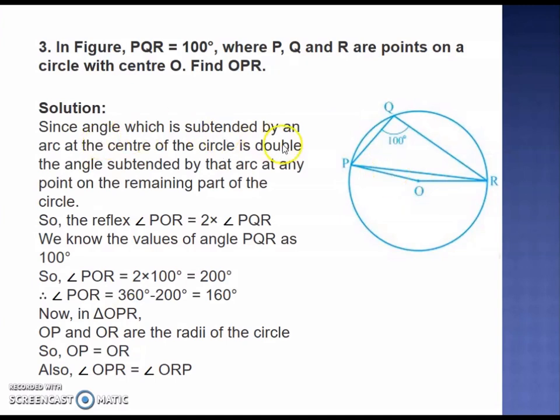So since the angle which is subtended by an arc at the center is double of the angle subtended by any other point, therefore we can say that this reflex angle POR, this is double of PQR. PQR is the angle subtended by this arc at any other point. So which means POR, the reflex angle POR should be 200 degree because this is 100, so double of that reflex angle POR should be 200.